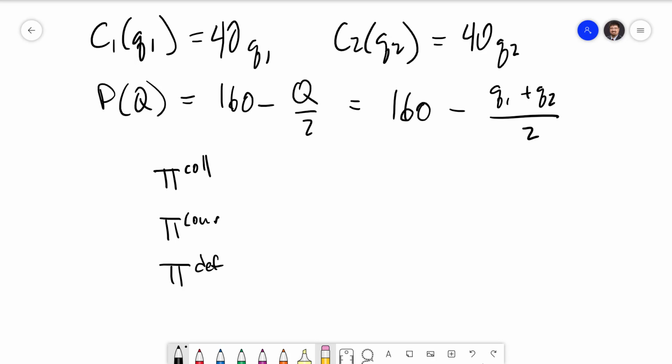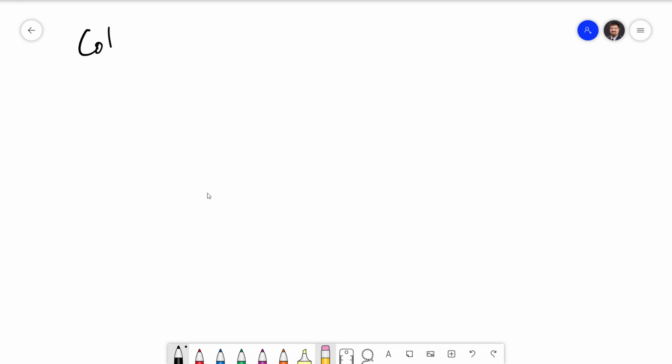Since we already covered this example previously, I'm going to go through this math relatively quickly. First, let's think about what happens if the firms collude. This means that the two firms are going to be behaving together as if they were a monopoly. And so we're going to set up a profit function like they were a monopoly.